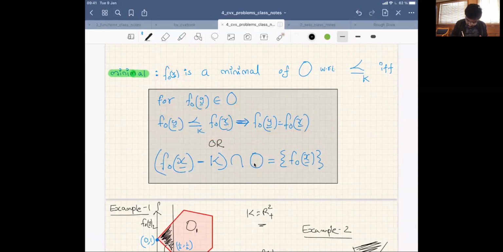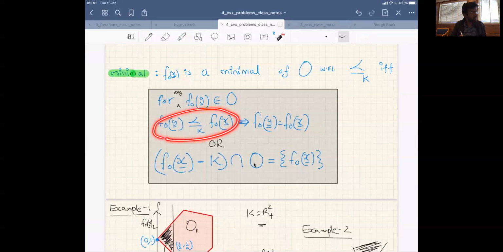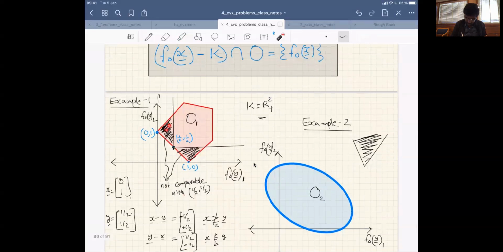So maybe I will specify here for some or for any. If you pick any y from O, and you are saying that this inequality holds, that my f0(y) is less than the optimal point, it can happen only when both are equal. That means this doesn't have to be satisfied for all the points here. But if you pick any point which is comparable, and it is less than this point, it can happen only when that point is equal to this point.